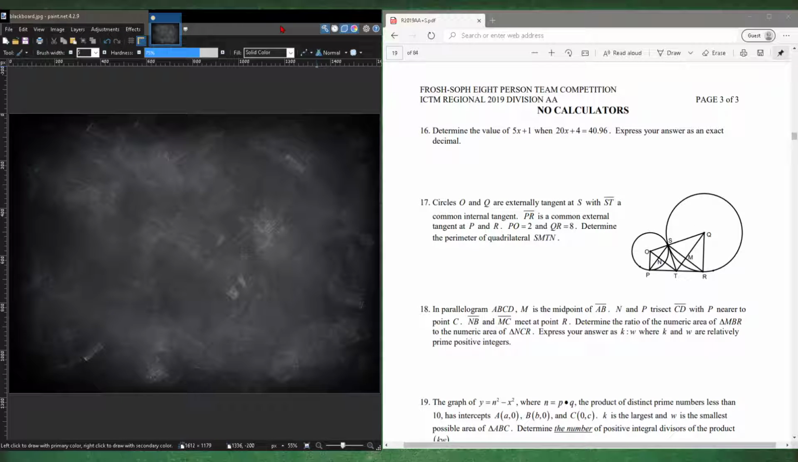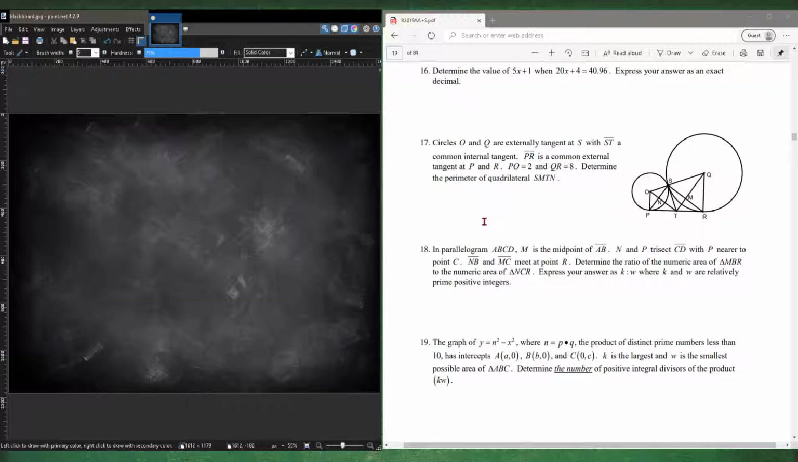Today I'll be covering the second part of the ICTM Regional 2019 Division AA Freshman Sophomore 8-person, in which I'll be answering questions 17 and 19, while part 1 answered question 8 and question 11. Okay, so let's start with 17.